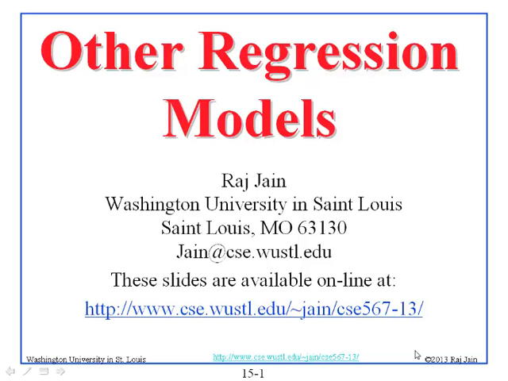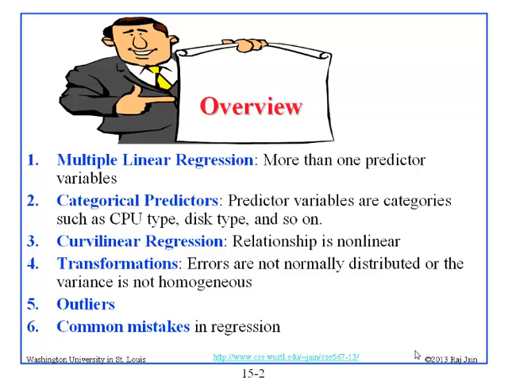Okay, so now we are into chapter 15, other regression models. So we are now going to move off of simple and linear. If you don't have a simple, then it is a multiple linear regression model, and things don't have to be linear.